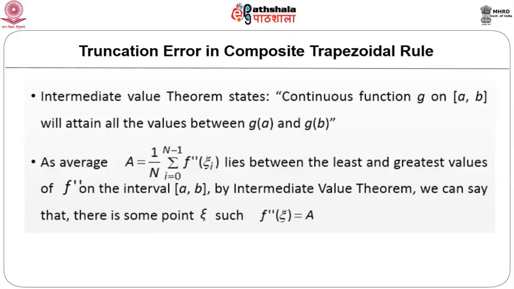Because these xi 0, xi 1, xi 2, up to xi n minus 1, all these are points within the interval. And so, the average, 1 by n sigma i equal to 0 to n minus 1 of the second derivative at the point xi i, also lies between the least and the greatest values of the second derivative of f on the interval a b. And so, we can say that there is some point xi which is not known to us, but we are sure it exists, such that the second derivative at xi is equal to this. If I call this average as A, then this value is equal to A.